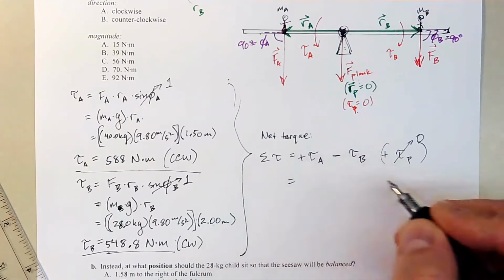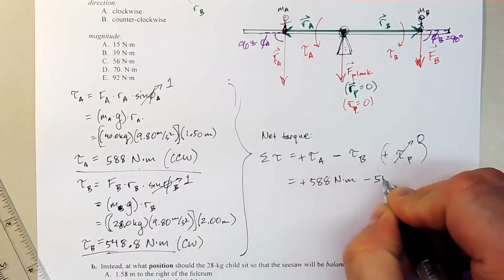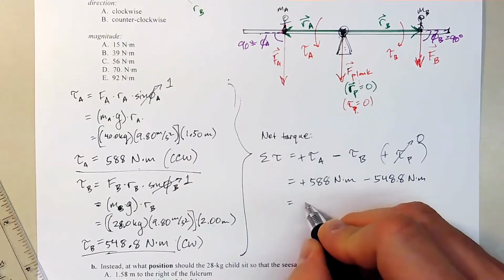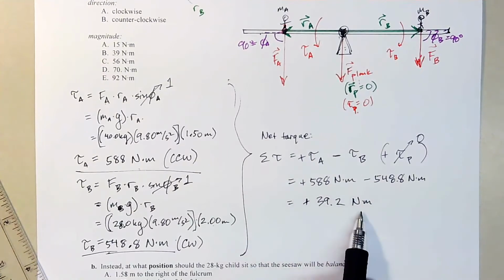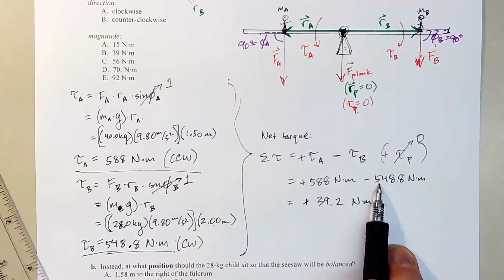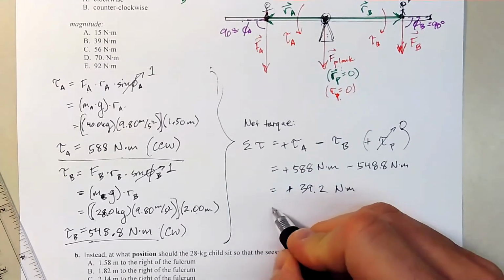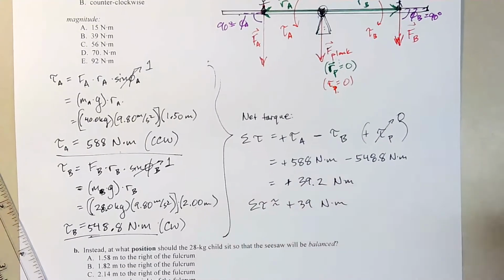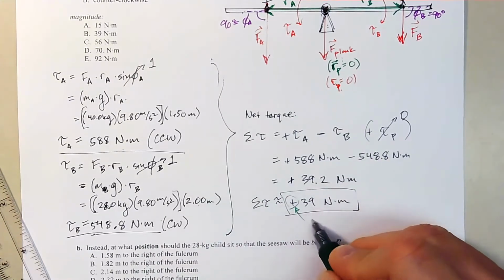All right, adding these up, I get that the net torque is about positive 39 Newton meters. Notice I just lost 1 sig fig here due to subtraction. So if this were a 3 sig fig problem up above, which it sort of looks like it is, now our final answer is really down to only about 2 sig figs. So the net torque is about 39 Newton meters. And again, this positive sign here means counterclockwise.